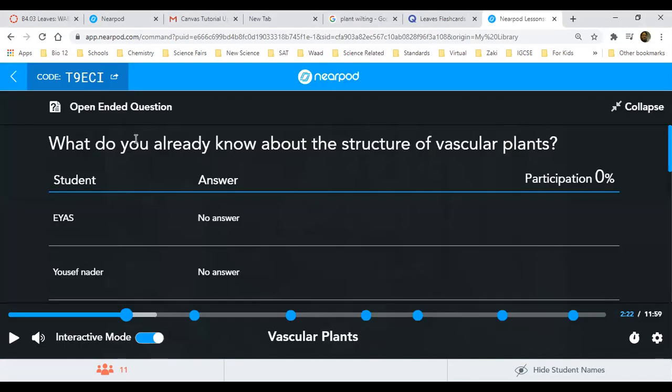So let's start the activity. Let me pause the screen, and the question is, what do you already know about the structure of the vascular plants? What are the features about the vascular plants that you know? You have 2 minutes to do this activity, and then we'll move on.